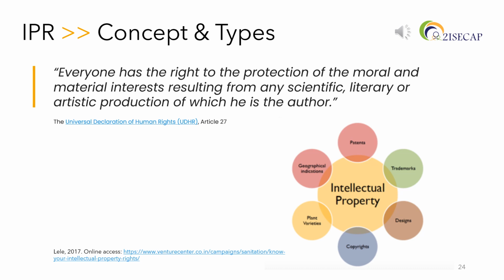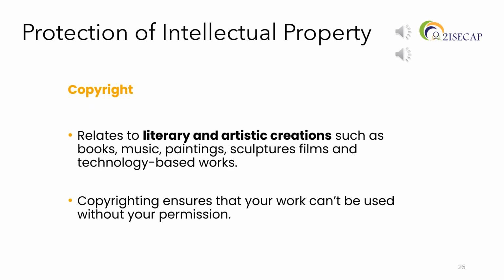There are different types of IP, such as patents, trademarks, designs, as well as geographical indications and copyrights. We won't go into the details, however, we will focus on the essential elements for Living Labs. Copyright is applied more to literary and artistic creations, ensuring the necessity to have authors' permission to use the results. The industrial property covers trademarks, patents, geographical indications, industrial designs, and trade secrets.